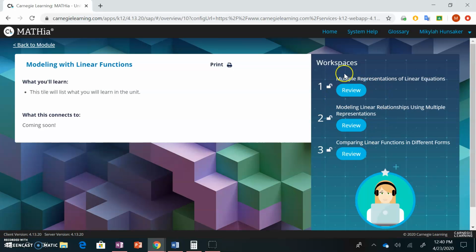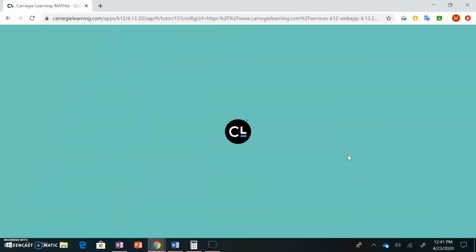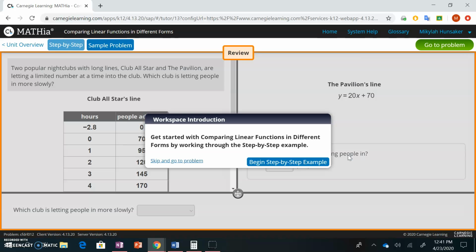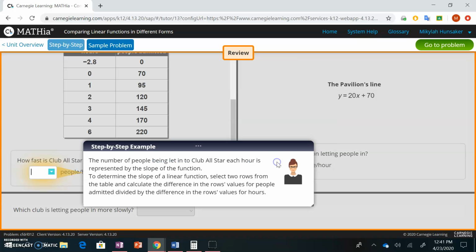Alright, my last video, remember that this one is one of those learning workspaces, so not graded. This is a graded one, assessing you. Not necessarily graded, but it's assessing you. And then this third one down here is also a workspace that is assessing you. So I'm going to go through the step-by-step problem with you, kind of let you know what it's like. So again, pop up. All right, so we'll do this step-by-step example.